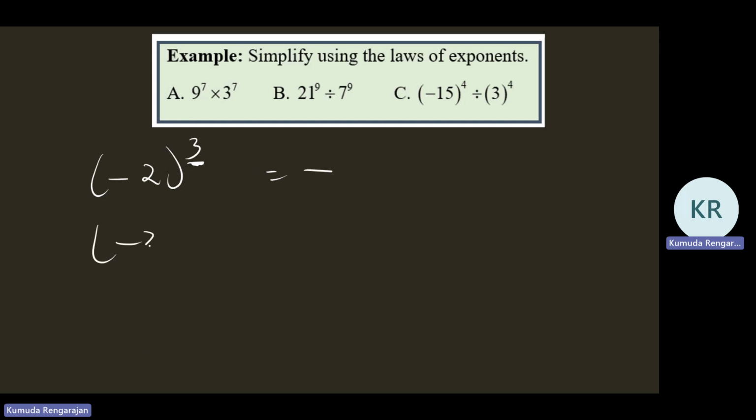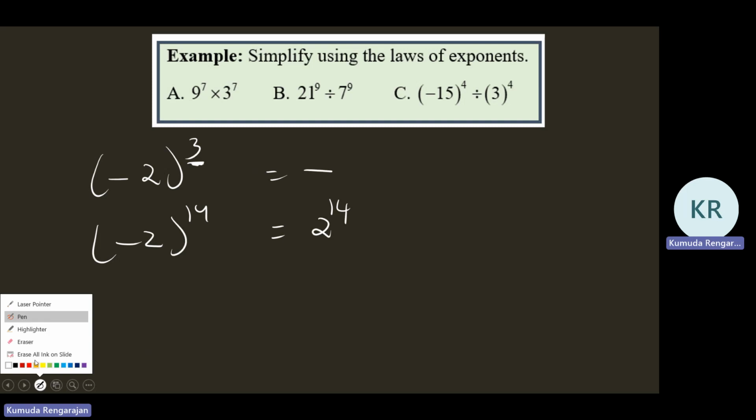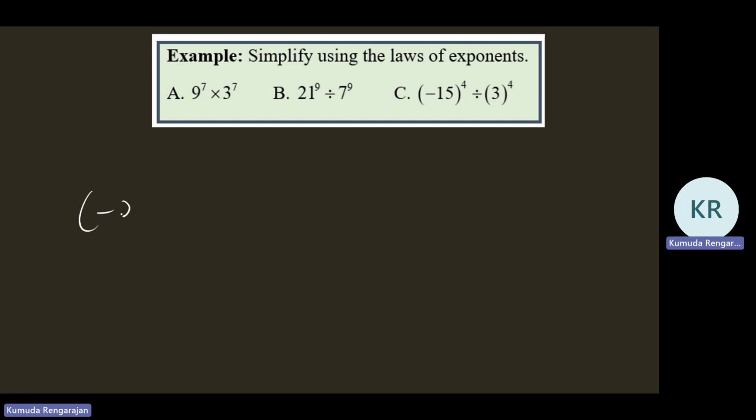Supposing it's minus 2 to the power 14. The answer is plus, so it's nothing but 2 to the power 14. One minute. If it is minus 2 to the power 351, the answer will be negative because the power is odd. So it will be minus 2 to the power 351.